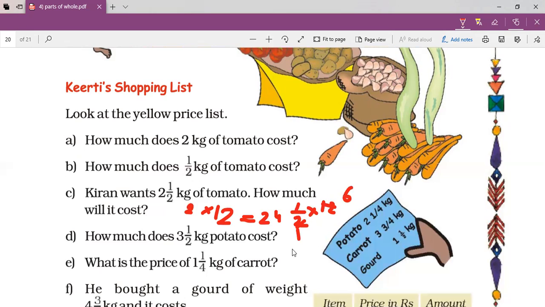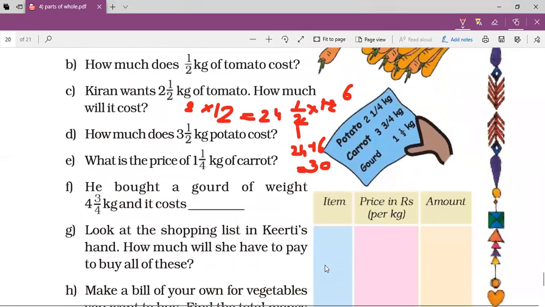So now add 24 plus 6, the total will be 30. So how many rupees will he pay for tomato? He will pay 30 rupees for 2.5 kg. Similarly, you have to solve the other ones. It's not difficult, it is very easy. Just first find the rate for the 1 kg or 3 kg, and then find the rate for the remaining part.